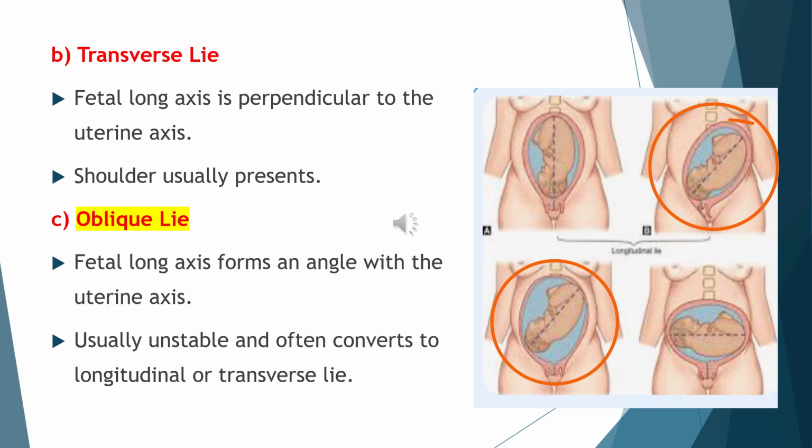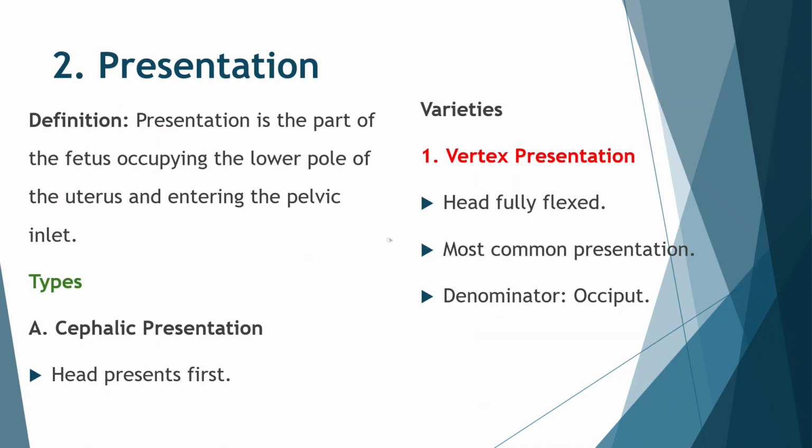So, dear students, to make it easy to remember, in longitudinal lie, the baby is straight up and down. In transverse lie, the baby is lying sideways. And in oblique lie, the baby is lying diagonally. Among these, longitudinal lie is the normal and most common one, while transverse and persistent oblique lies may create difficulties during labor and delivery.